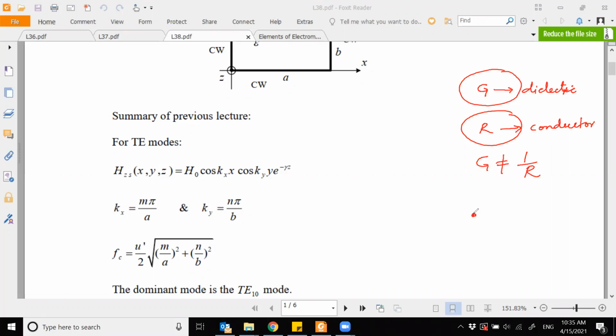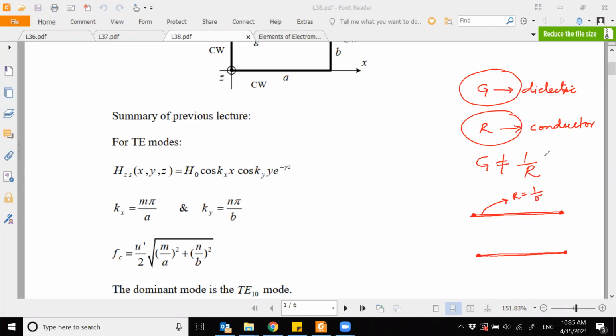Transmission line. If this is my conductor, then R is coming from here. R is 1 over sigma, which is coming from the conductivity of my metal. This R is the resistance per unit length coming from the conductor, and it is coming from the resistivity or the conductivity of my conductor, which is R is 1 over sigma.